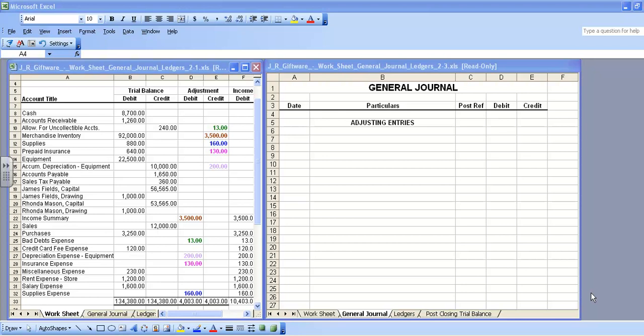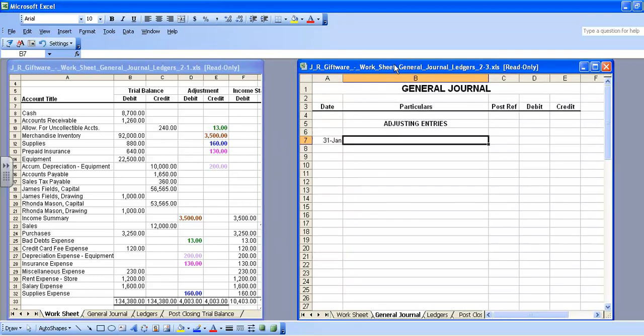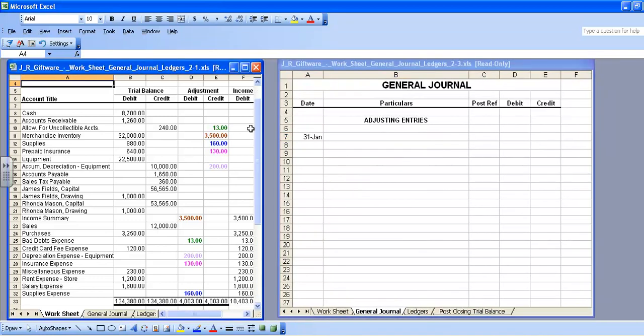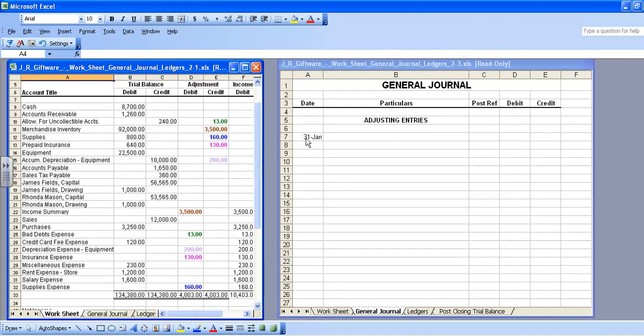So the first thing that I'm going to do with you is the adjusting entries. The adjusting entries come from the adjustments column of the worksheet, which you can see I have open on the left hand side. We're going to follow the notes, and the first thing I ask you to do is type adjusting entries centered, which I've already done for you. The date of our adjusting entries is the same as what you will find on the worksheet. If you have a look at your worksheet, you will see that the date is January 31st, so that is the date that we're using.